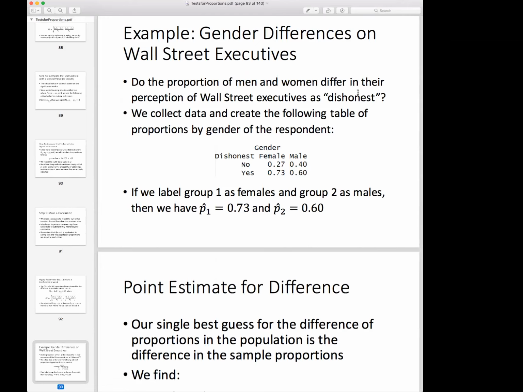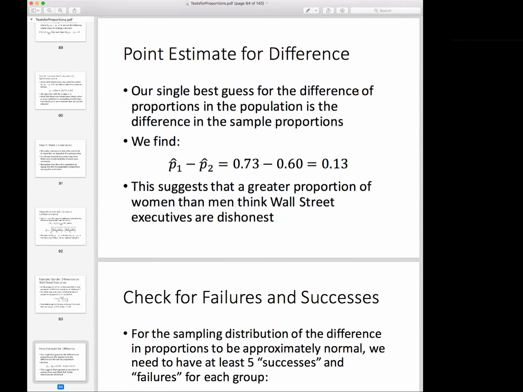Females who believe that Wall Street executives are dishonest is 73%, and males who view Wall Street executives as dishonest is 60%. So our best estimate for the difference will be 73 minus 60% is equal to 13%, which suggests that a greater proportion of women believe that Wall Street executives are dishonest compared to men.